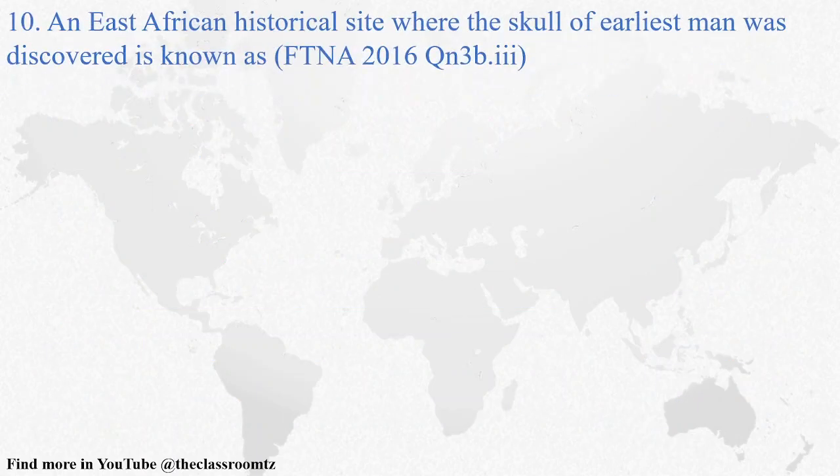Let's check question number 10. An East African historical site where the skull of earliest man was discovered is known as, that is a very, very famous question, where the skull of man was discovered in East Africa. That place is called Olduvai Gorge, and it is located in Arusha. I wonder if those kids were coming from the northern part of Tanzania, Arusha, Manyara, Kilimanjaro, and were not able to answer this question, because the historical site is located nearby your places. It is Olduvai Gorge here in Arusha.